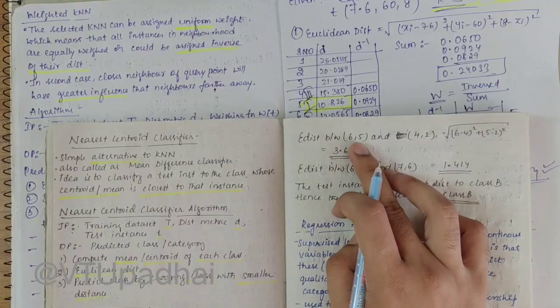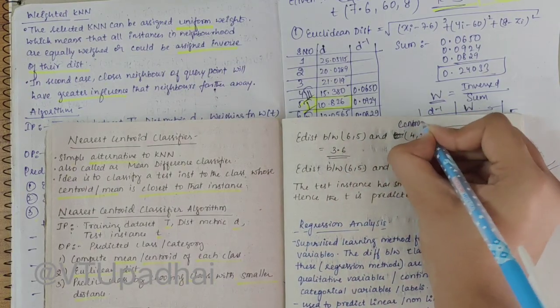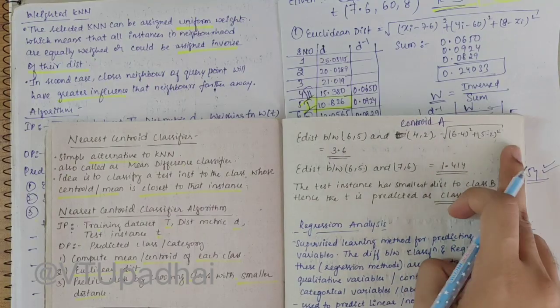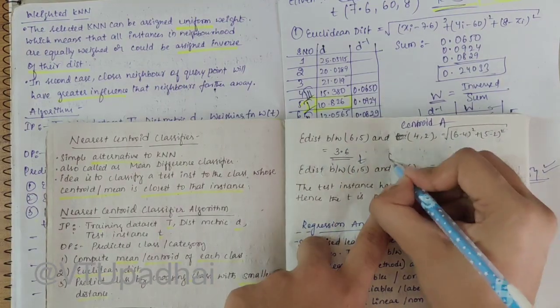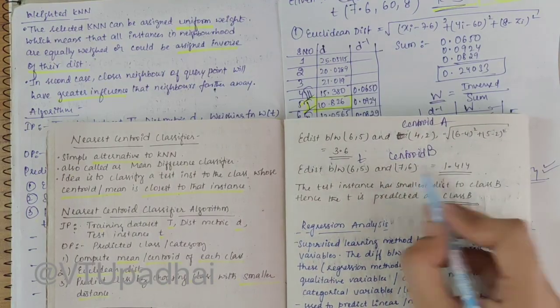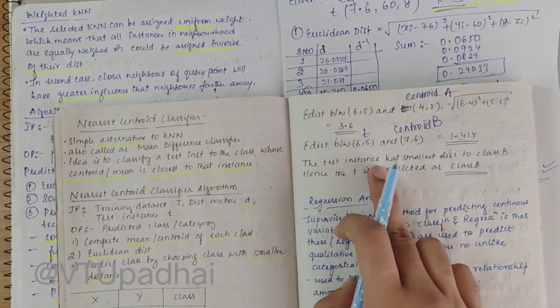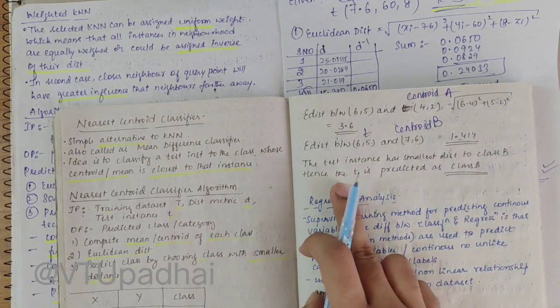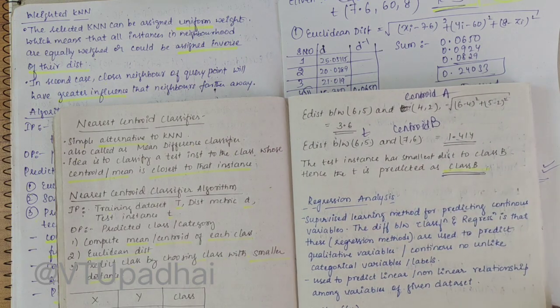Once I've calculated the centroid for A and B, I'll consider the test instance. The Euclidean distance between 6, 5, that is the test instance, and 4, 2, that is the centroid of A, I get 3.6. The Euclidean distance between the test instance and the centroid of class B, I get 1.414. So I can say that 1.414 value is less, right? So the test instance has the smallest distance to class B, so t is predicted as class B. So this was about the nearest centroid classifier.